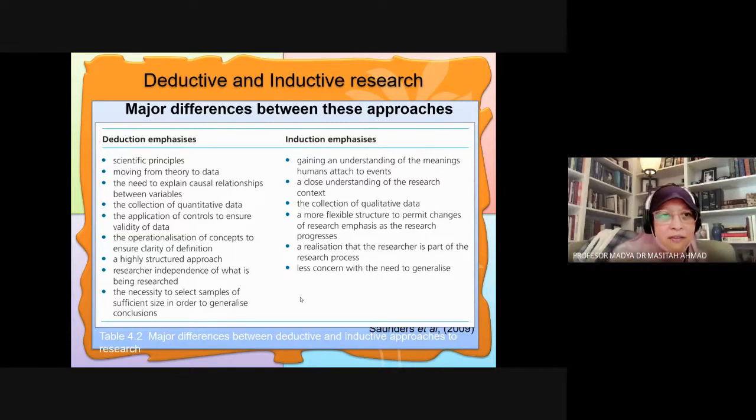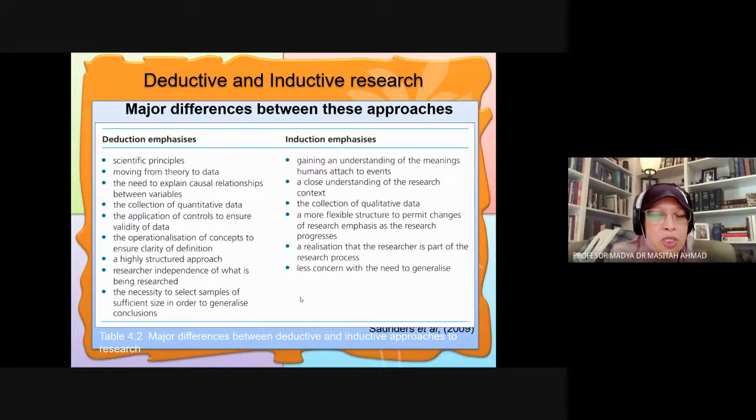It's different from deduction, because deduction is more about theory to data, and the need to explain causal relationships between variables. So you have to know the relationship between the variables. Other than that, deduction involves the collection of quantitative data. For induction, it is the collection of qualitative data. So this will also help you to choose which one is right for you.